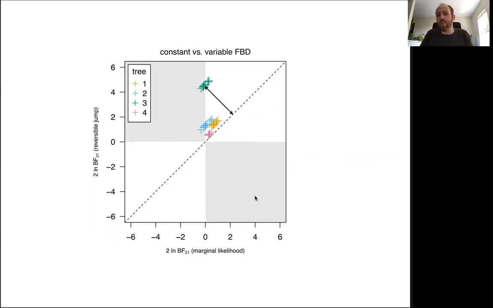And if we do this with a fossilized birth-death model, like a constant fossilized birth-death model versus a variable rate one, we see the same patterns. So these theoretically equivalent approaches give us different answers, which is fairly disturbing. What that probably indicates is that they perceive the data to be different.